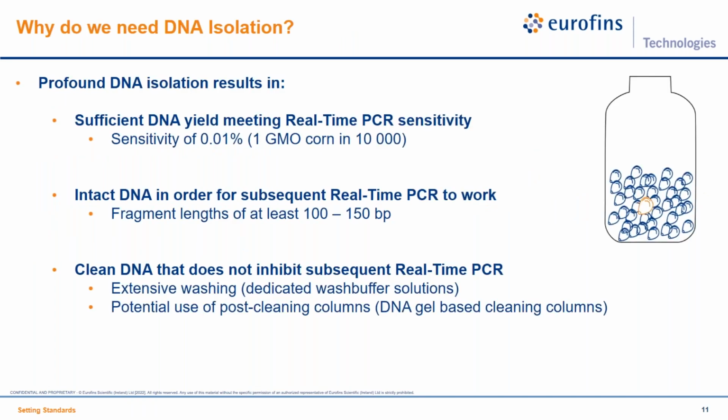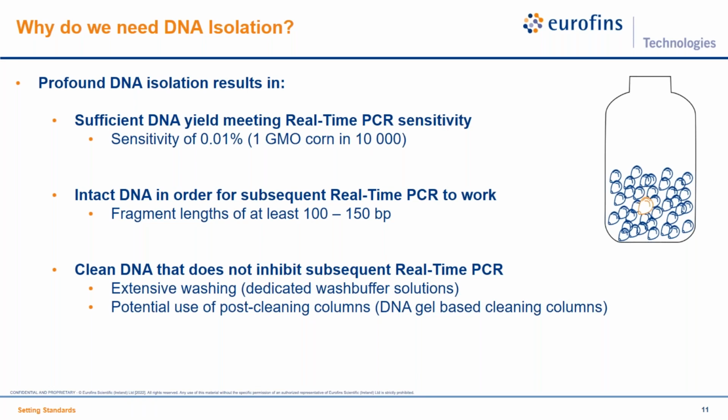So why do we need it, first of all? So we need a profound DNA isolation because this results in sufficient DNA that we need in order to meet real-time PCR sensitivity. And why that? Because imagine we want to detect the one GMO corn in your 10,000 non-GMO corns. So we really want to be that specific that we are able to detect this one in your sample preparations. So we want to meet the sensitivity of 0.01%.